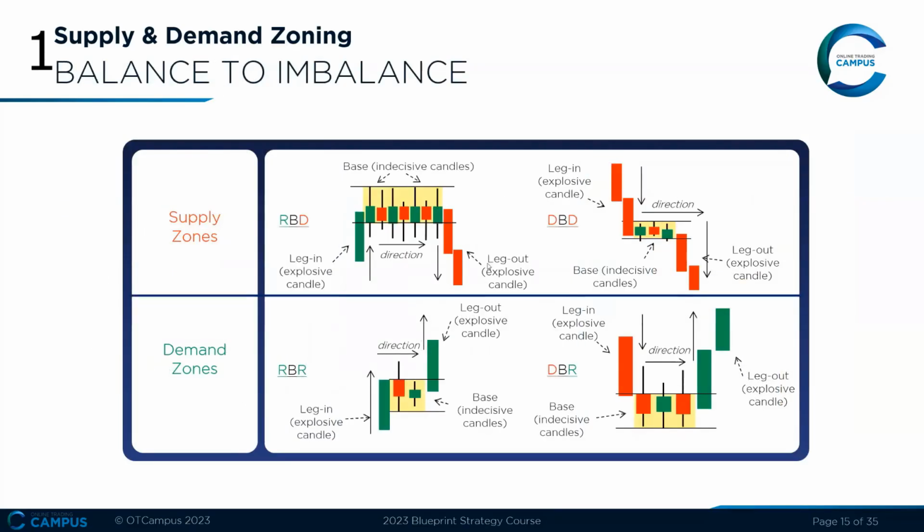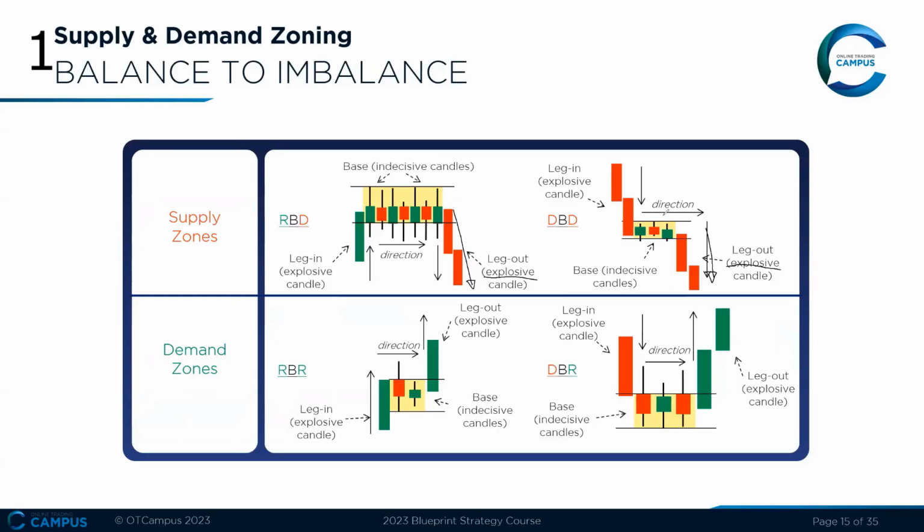And so for the leg outs, what we want is, ideally, explosive candles. We have a leg out on a supply zone here, rally-based drop, and we have a leg out of a drop-based drop right here. Ideally, this part of the formation should be explosive, because that indicates clear institutional activity.